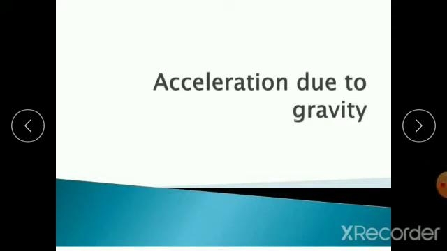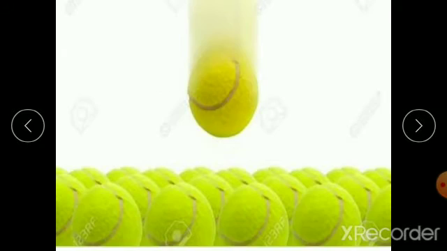In the previous video we have seen acceleration. Hope you have gone through the video and understood what acceleration is, right? So acceleration is nothing but the rate of change of velocity. In today's class we are going to see acceleration due to gravity. So what is this acceleration due to gravity?